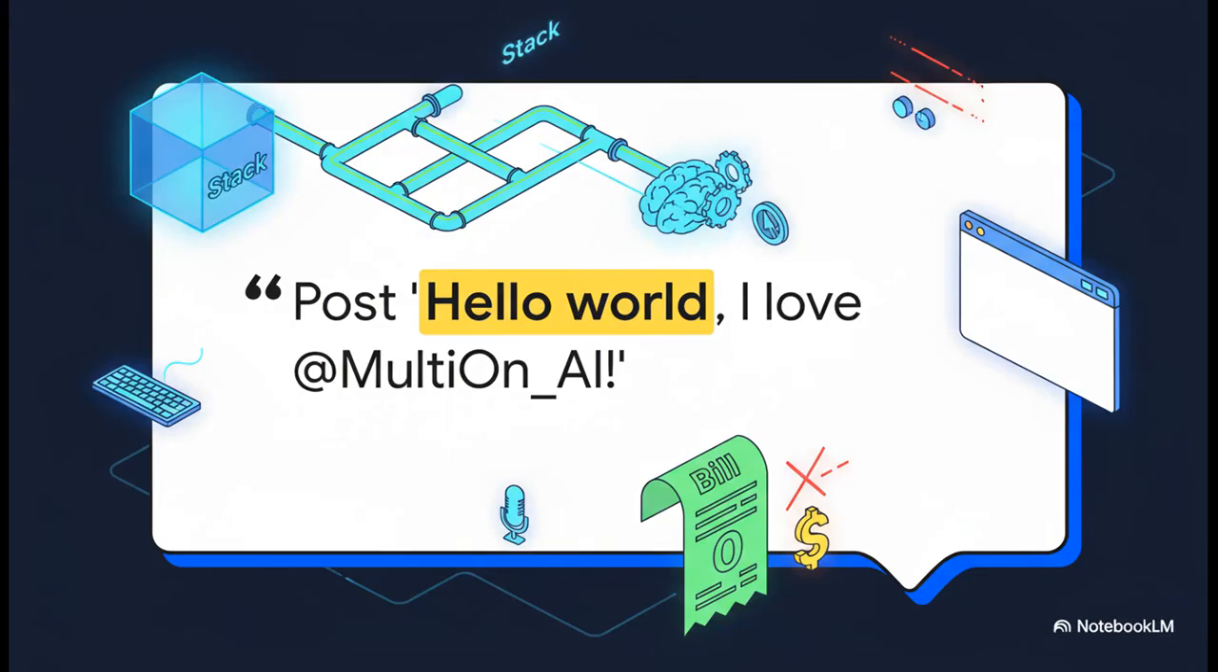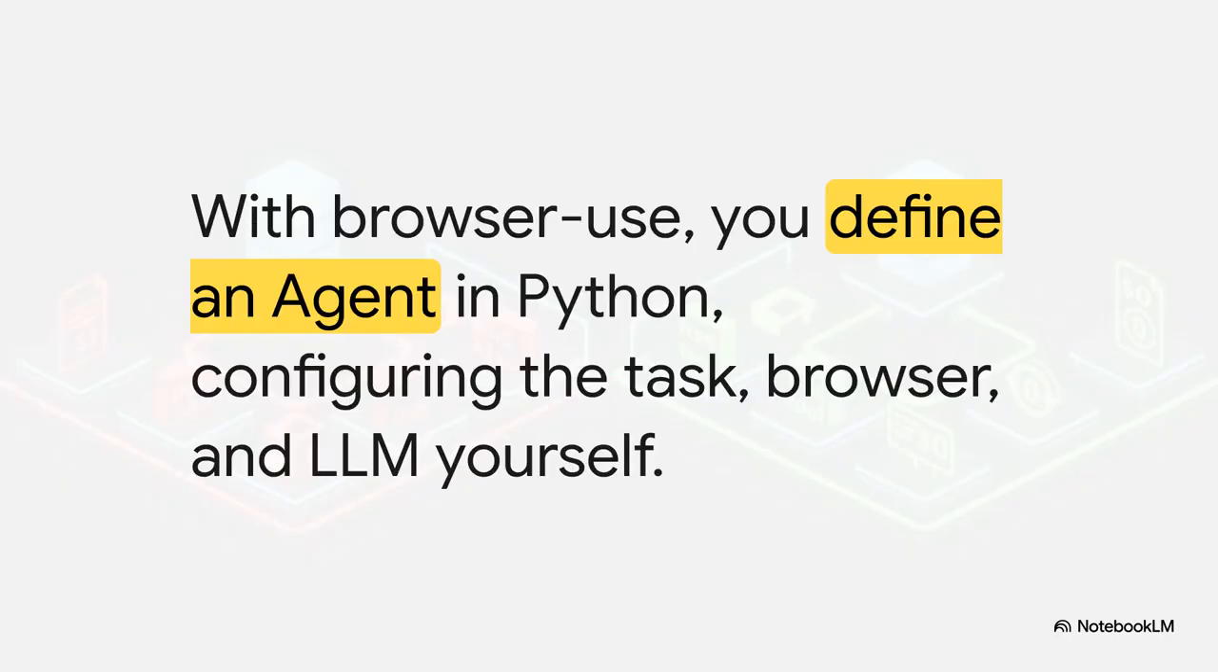Now check this out because this really shows you the magic of MultiOn. This is a real command from their docs. You just tell it, "Post, hello world, I love @multion_AI." You're talking to it like a person. It's so intuitive, you don't need to know a single line of code. And then you have the Browser Use way. This perfectly captures the trade-off.